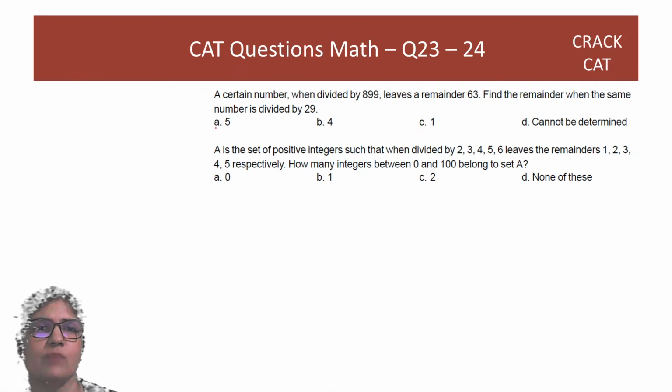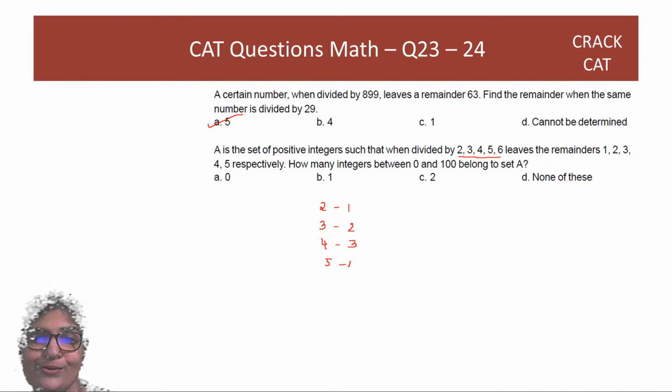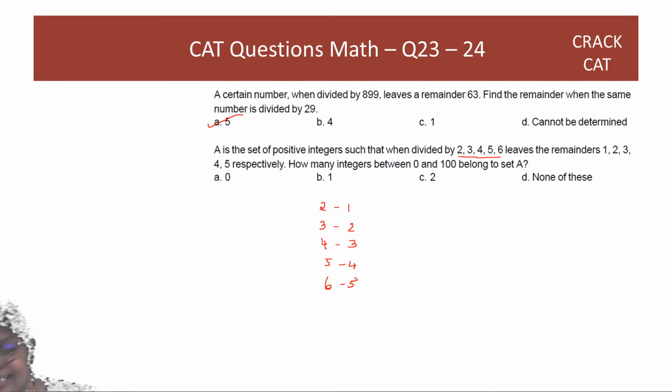A is the set of positive integers such that when divided by all these, it leaves the remainders 1, 2, 3, 4, 5. So when I divide by 2, I have 1 extra. When I divide by 3, I have 2 extra. When I divide by 4, I have 3 extra. Divide by 5, 4 extra. Divide by 6, I have 5 extra. So when I see it as extra, extra, extra, all these extras are really complicating.